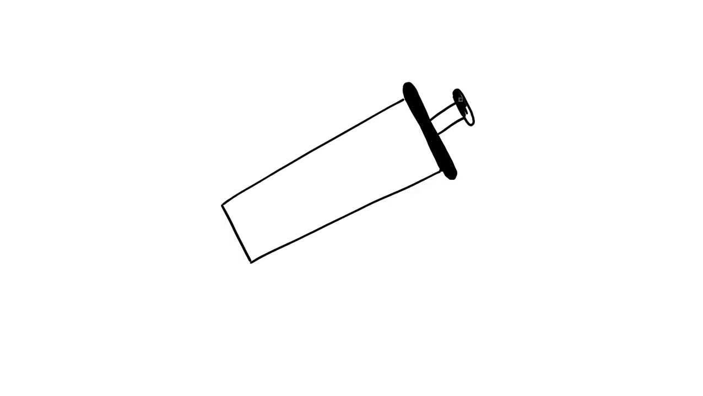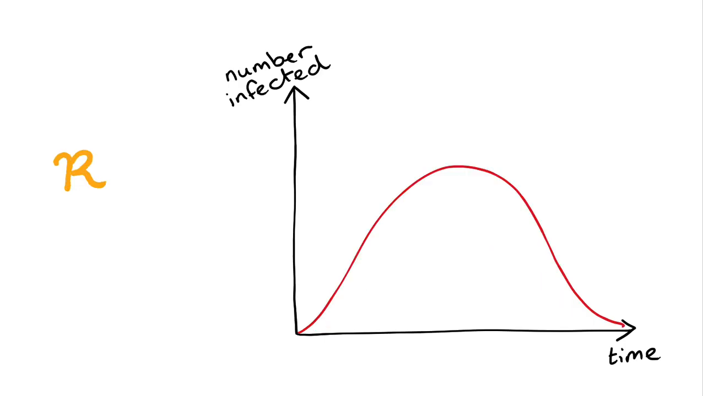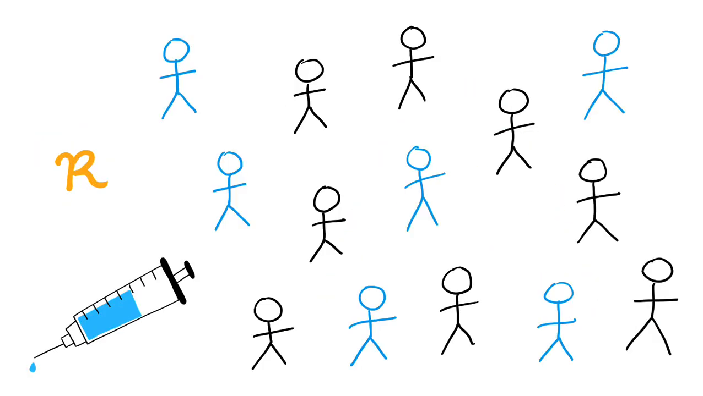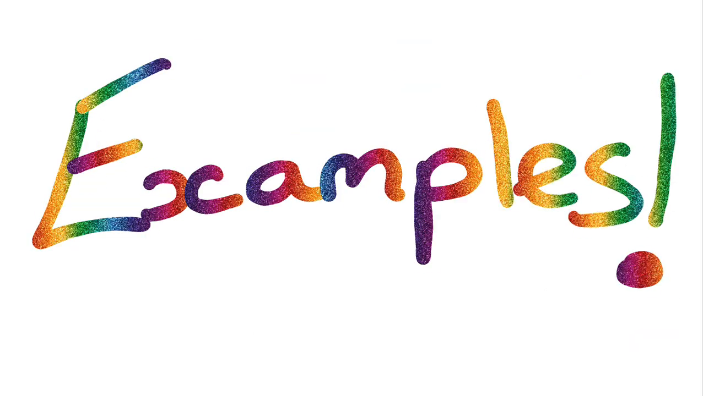One method of controlling a disease is vaccination. The higher the R number, the bigger the potential outbreak, and the more people in the city will need to be vaccinated. Let's look at a couple of examples to demonstrate this.